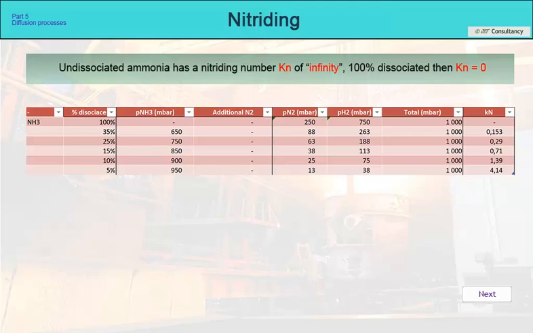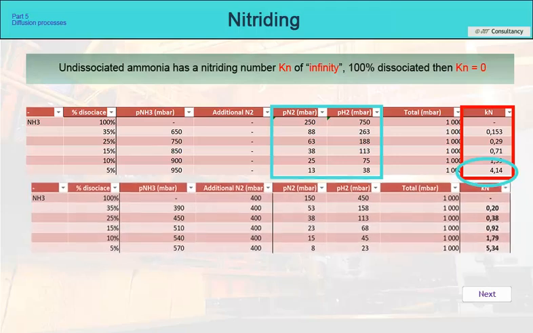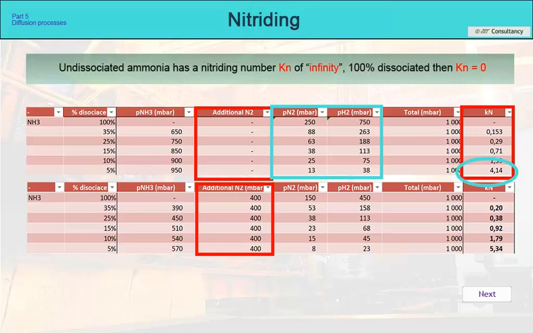This table shows what the nitriding number Kn is depending on the degree of ammonia dissociation when we only release ammonia into the retort at atmospheric pressure. Here we can see that for 100% split ammonia, Kn is 0. For 5% dissociation, it is 4.14. If we try to limit the nitriding number by adding nitrogen, it is a dead end. This can be seen in the second table when we insert 60% ammonia and 40% nitrogen into the furnace.